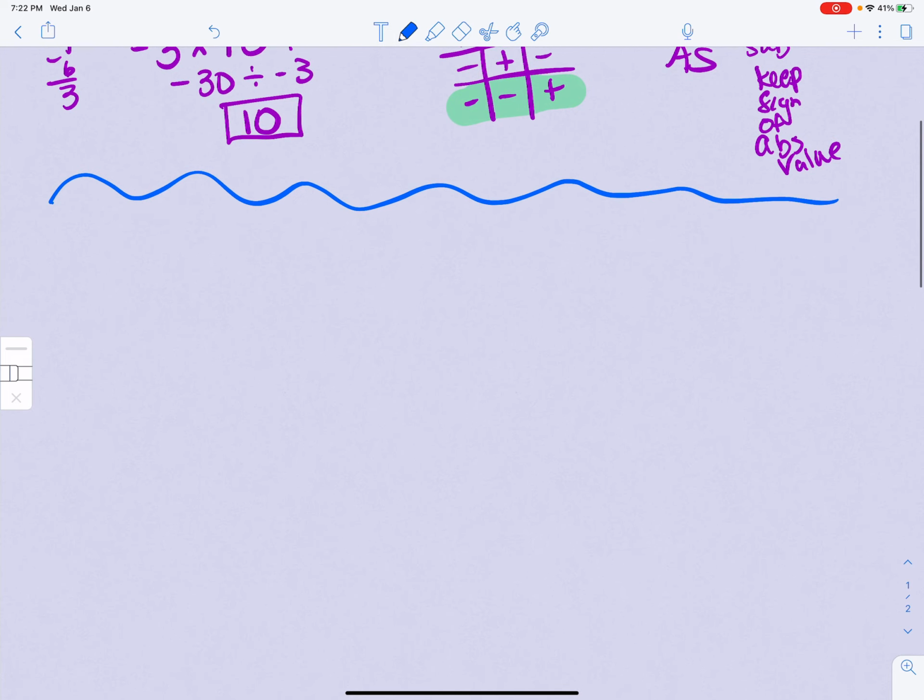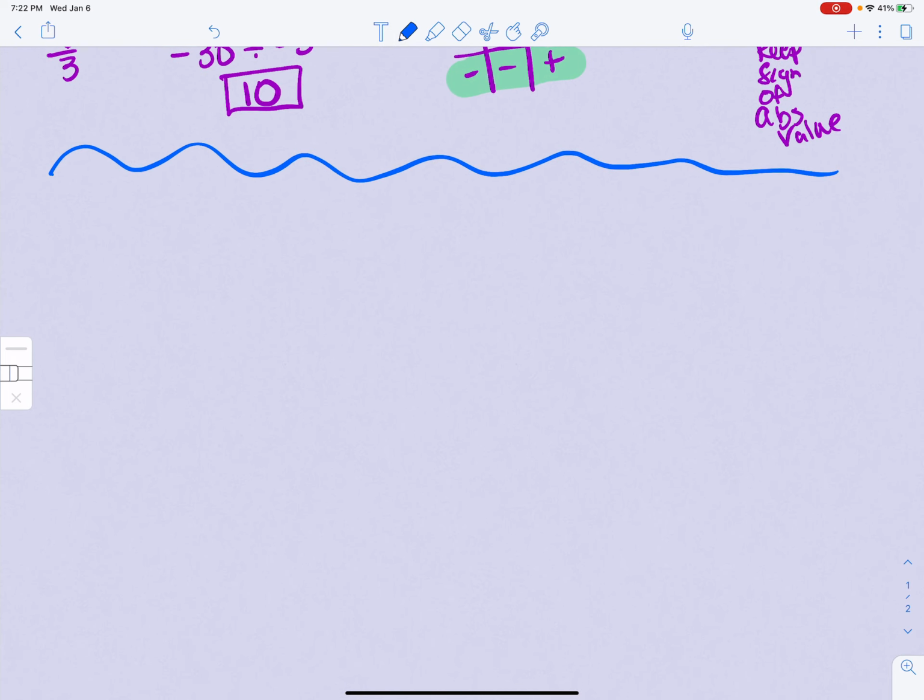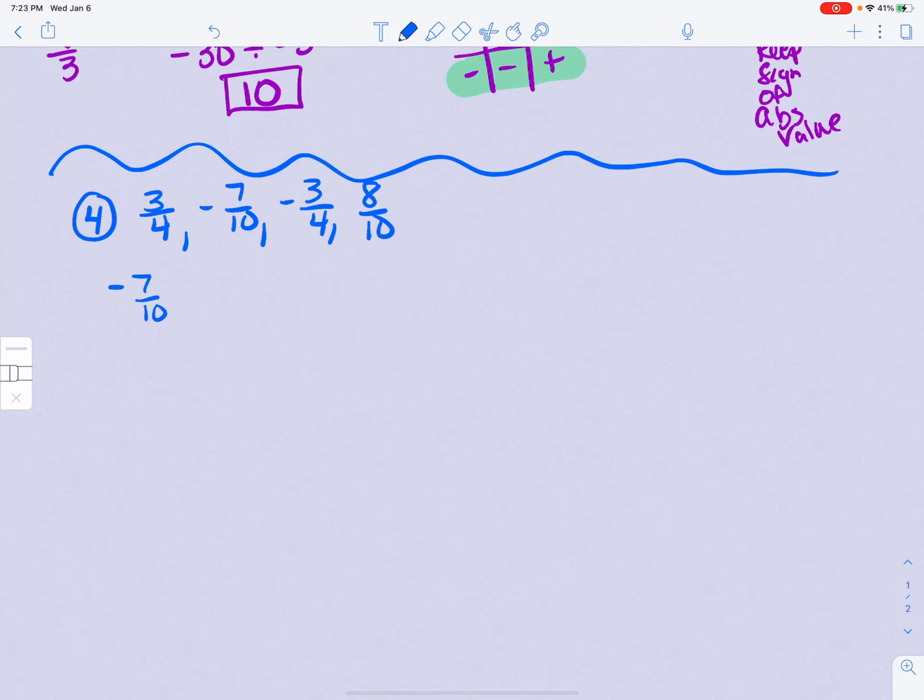Okay, now we're going to get into the problem solving, which is what the test will... No, we're not doing problem solving. Sorry. Now we are going to find the order. These are least to greatest. So we've got 3/4, -7/10, -3/4, and 8/10. So the first thing that I'm going to do before I even start worrying about the fact that they're fractions is I'm going to put the negatives first. So -7/10 and -3/4, because those are definitely smaller than positive numbers.